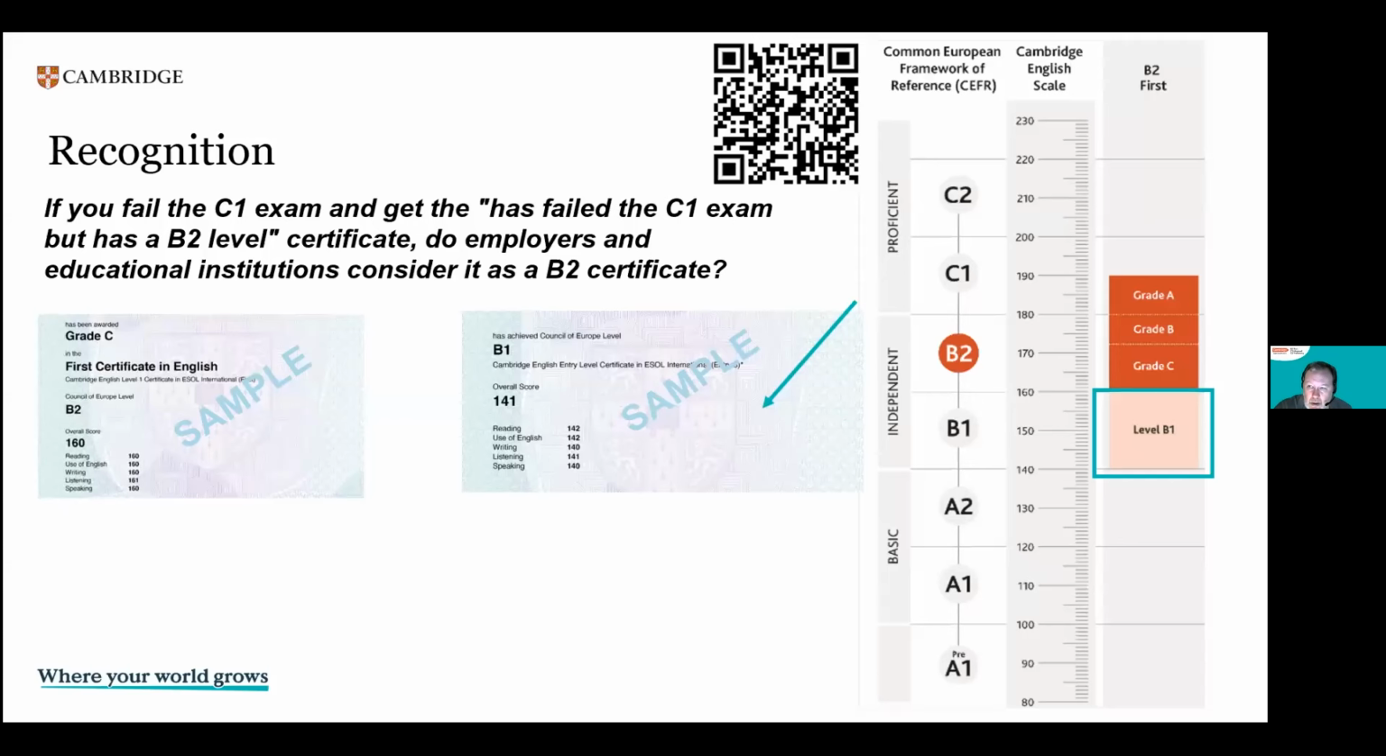Some of the recognizing organizations will accept this as a B1 certificate, some won't. Okay.